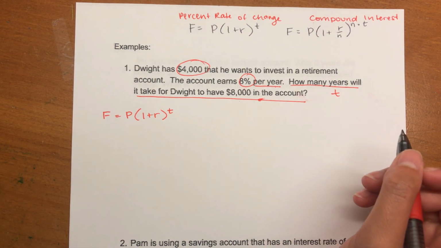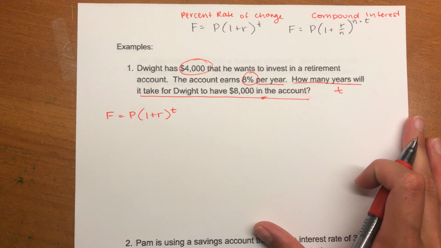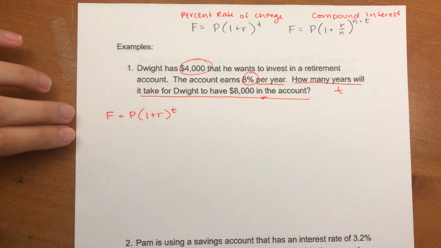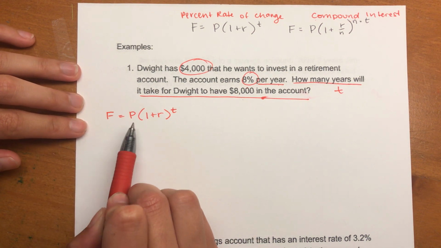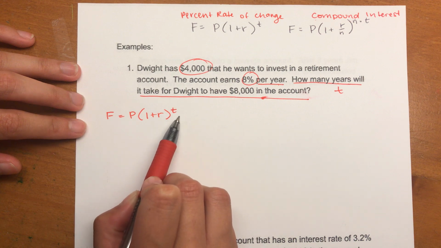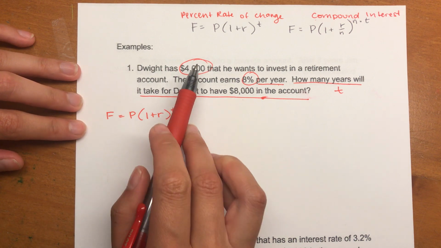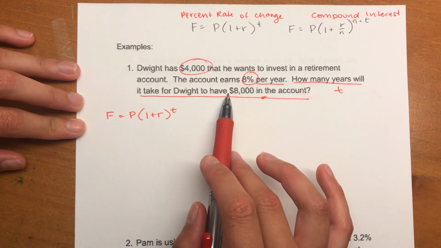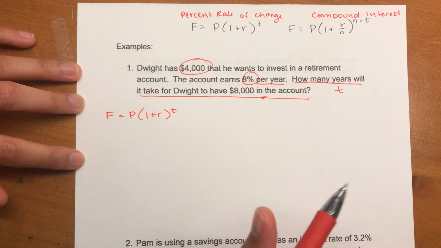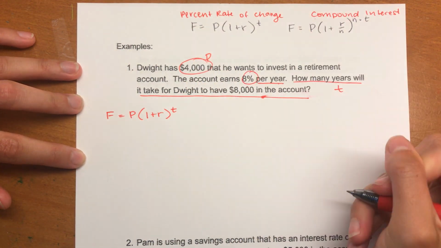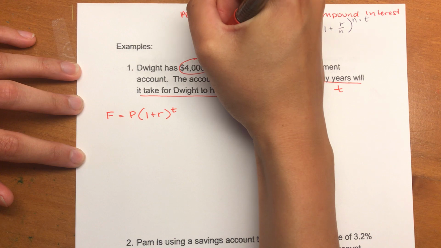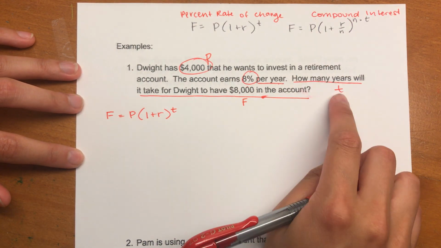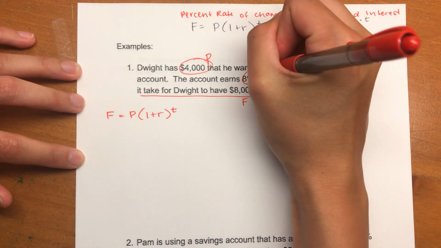We're going to be doing the exact same thing that we did in the lessons 2 weeks ago and 1 week ago, where we substitute in our final value, our initial value, our rate, and our time. Dwight has $4,000, and we want to know how many years it will take for him to have $8,000. So $4,000 is going to be P, the initial amount he starts with. $8,000 is going to be F, the final amount that we want to figure out how long it takes to get to. 8% is going to be that rate.